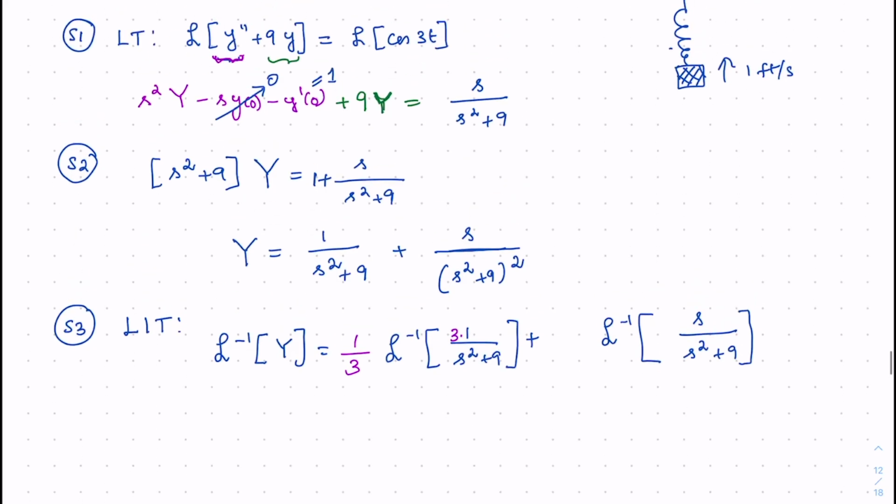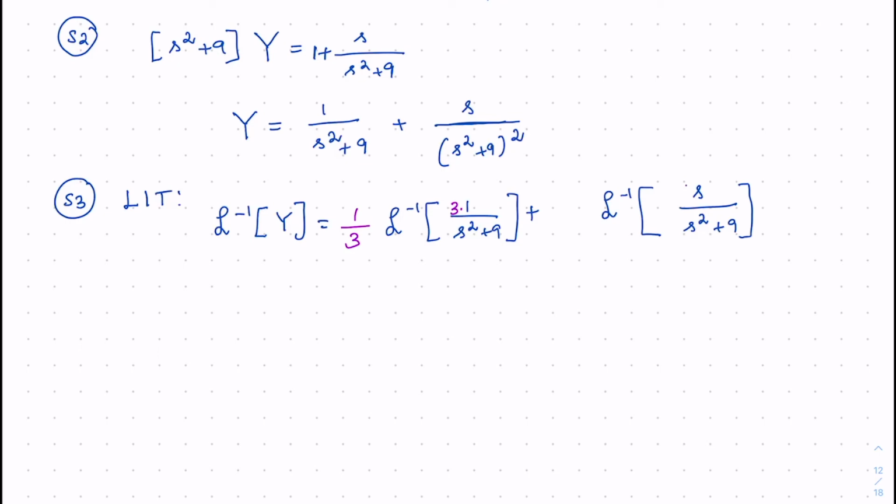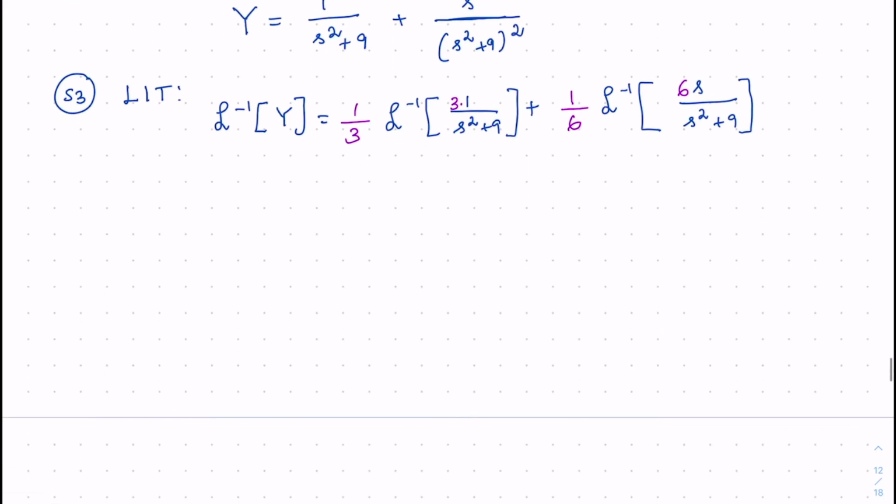Same thing in here. By looking at this, if I had a 6s on the top, then I know what to do. So I'm going to multiply by 6s in here, 6 in here, so you have to divide by 6. And then we are done. Now I can do all that wonderful things. So my solution would be y of t is equal to 1 over 3, and the Laplace inverse of a constant on the top is going to be sine 3t, plus 1 over 6.